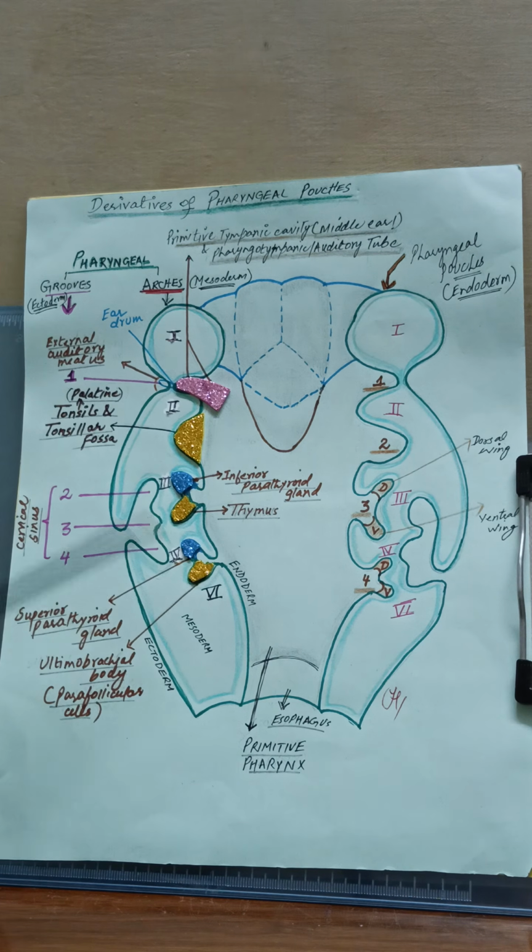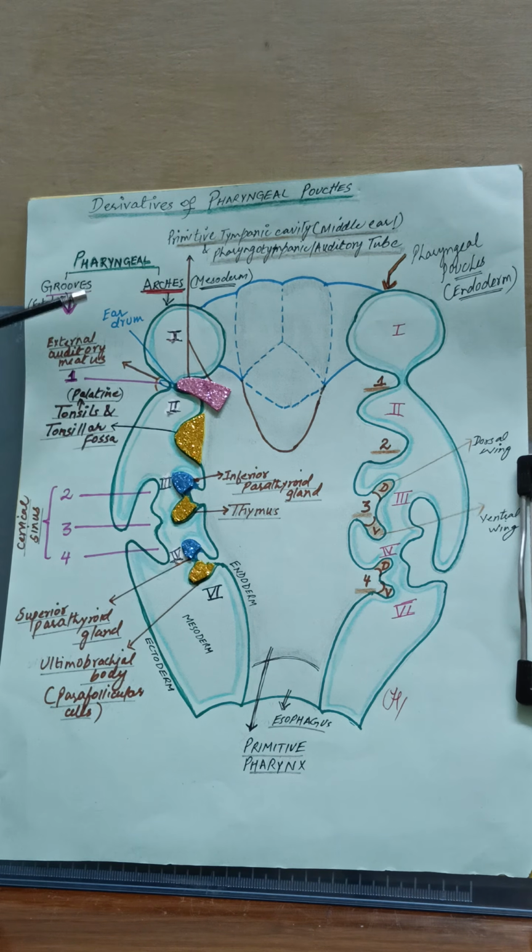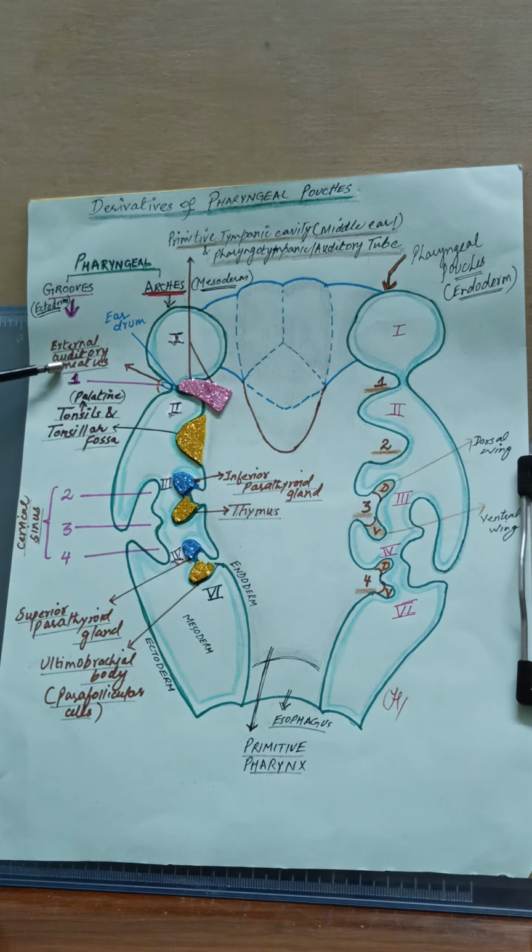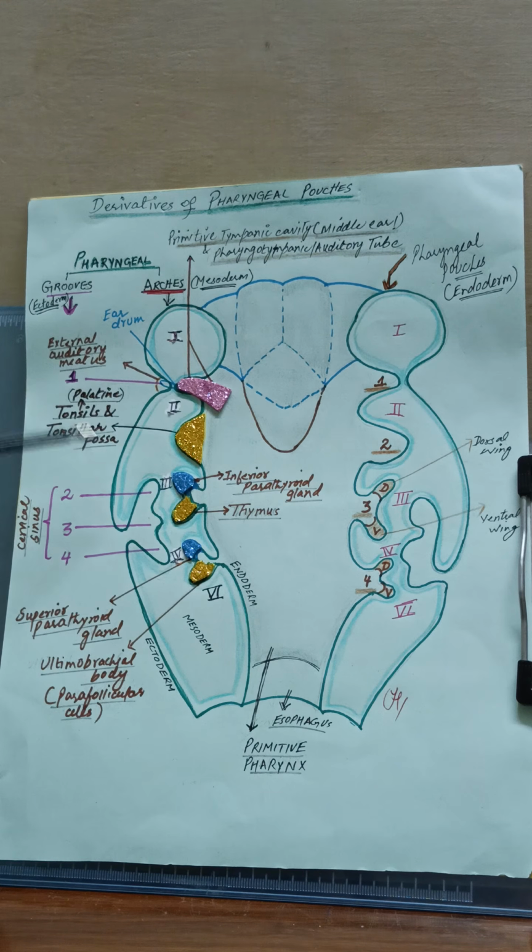So if you see the derivatives of pharyngeal clefts, only the first pharyngeal cleft is going to produce the external acoustic meatus, and the rest of them seem to be obliterated due to the overgrowth of the second pharyngeal arch, and finally it will be converted into the cervical sinus.